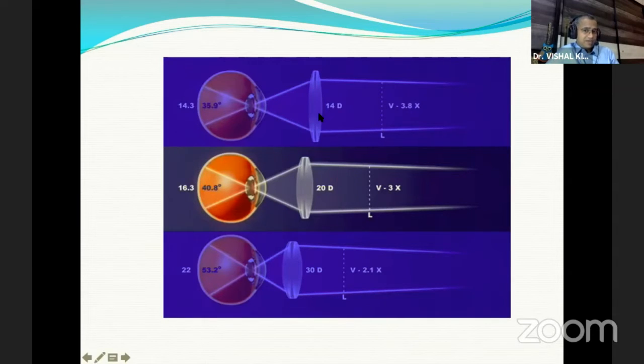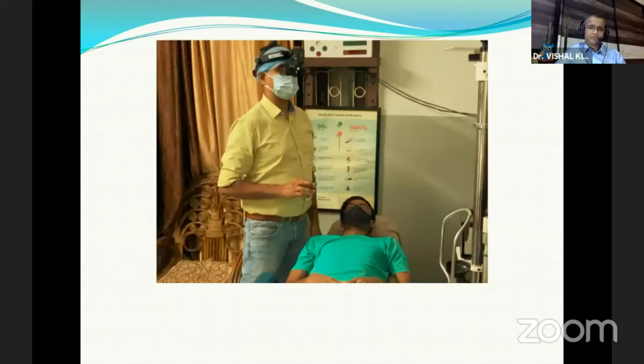So with 14 diopter, you may have 3.8 times magnification, but you will only see 35-40 degrees of the retina. In the case of 20 diopter, it is around 41 degrees of retina, and with 30 diopter, you see almost 53 to 54 degrees of the retina. So as you increase the diopter of the lens, the retina view increases, but the magnification decreases. This is the same concept which we use in slit lamp biomicroscopy, like with 90 diopter and 78 diopter. The same concept is there.